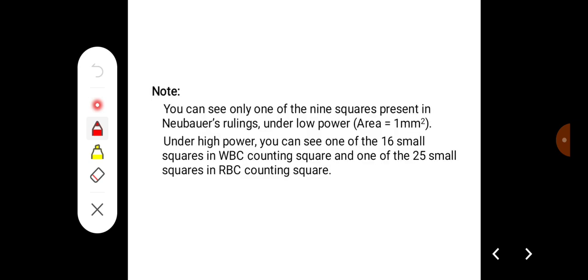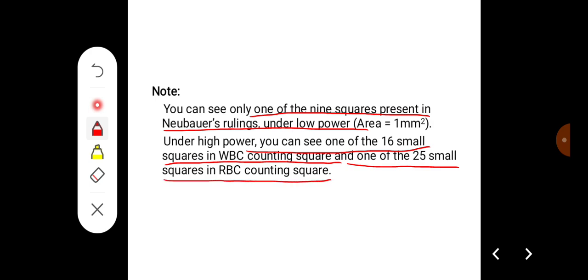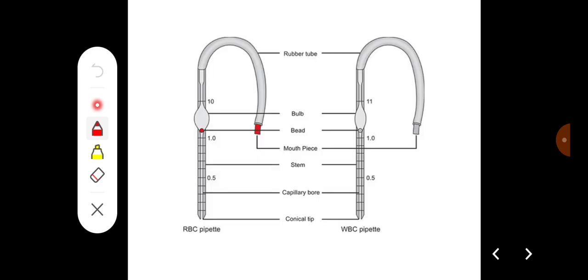Note that you can see only one of the 9 squares present in the Neubauer ruling under low power. Under high power, you can see one of the 16 small squares in the WBC counting square and one of the 25 small squares in the RBC counting square.